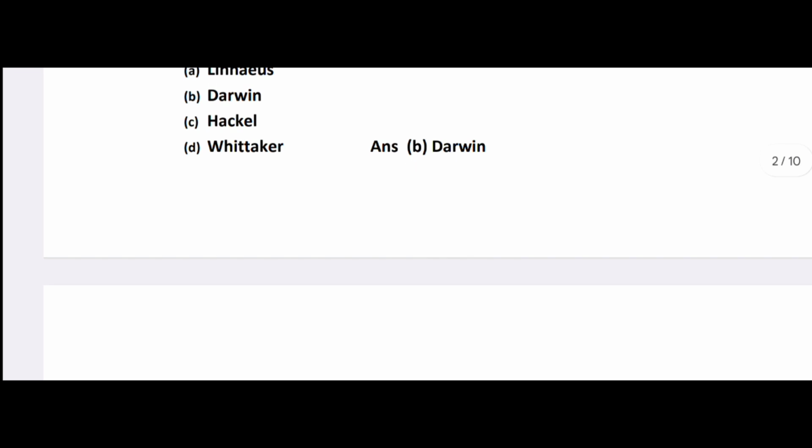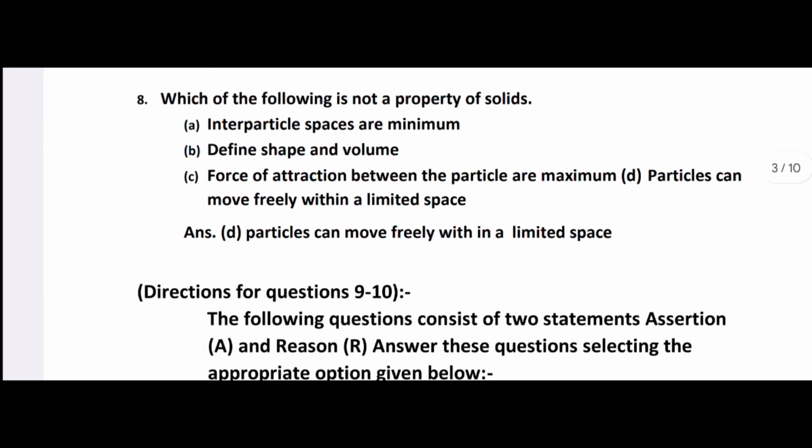Question number 7. The Origin of Species is written by Charles Darwin. Okay, Darwin wrote the book The Origin of Species. Now next is question number 8. Which of the following is not a property of solids?